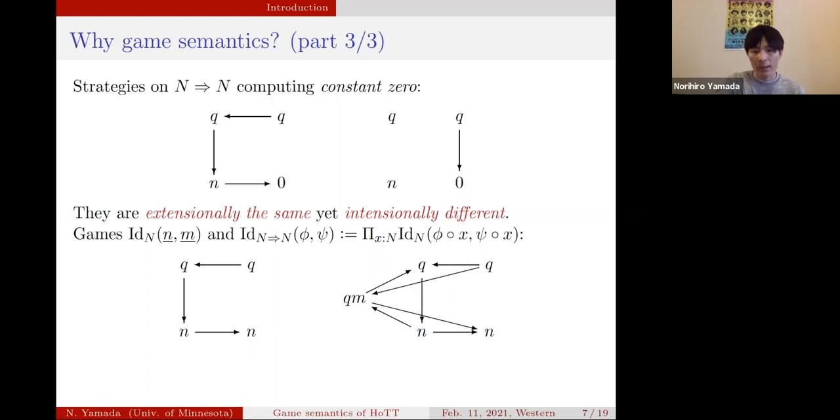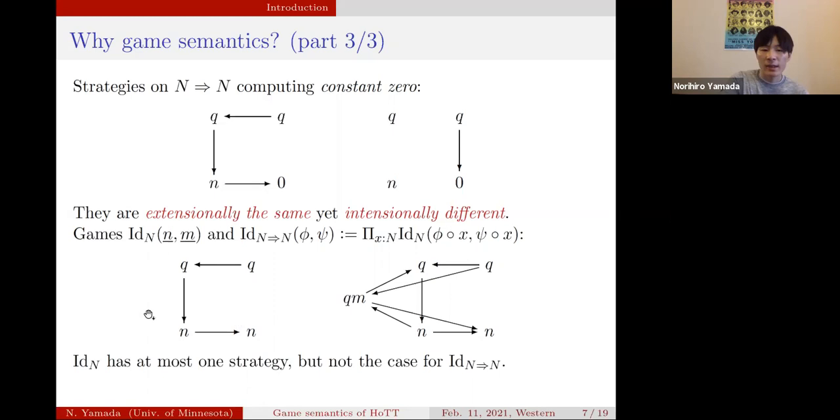And just a point here is that this game for identity on N has trivial higher structure, namely only one trivial strategy. But even from this trivial higher structure, the higher structure of implication is no longer trivial, because we have at least two different strategies. One is this one, and another is this one.